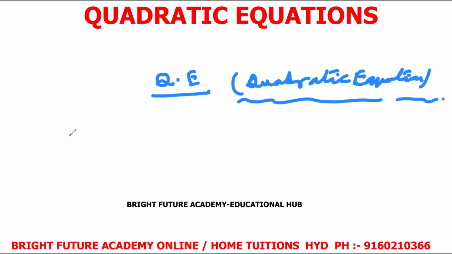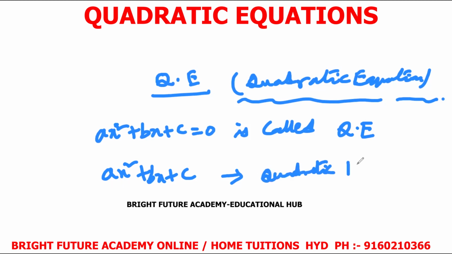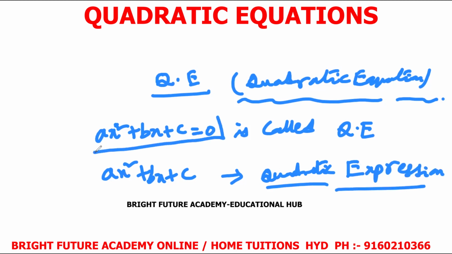What is the standard form of quadratic equation? ax square plus bx plus c equal to 0 is called the standard form of the quadratic equation. Okay. If I write ax square plus bx plus c without 0, it is called what? Expression. ax square plus bx plus c equal to 0 is called the quadratic equation, as well as its standard form.